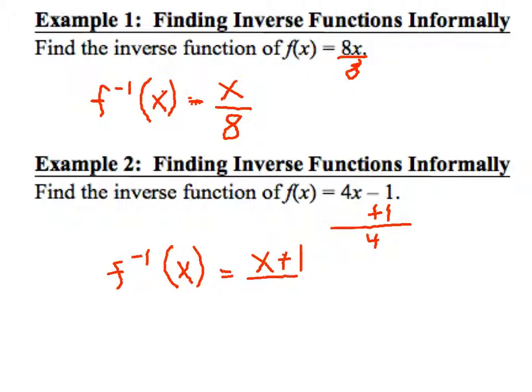all divided by 4. So basically, you're just looking at the operations for each function and you're performing the inverse of them to x. And that's how you find inverse functions informally.